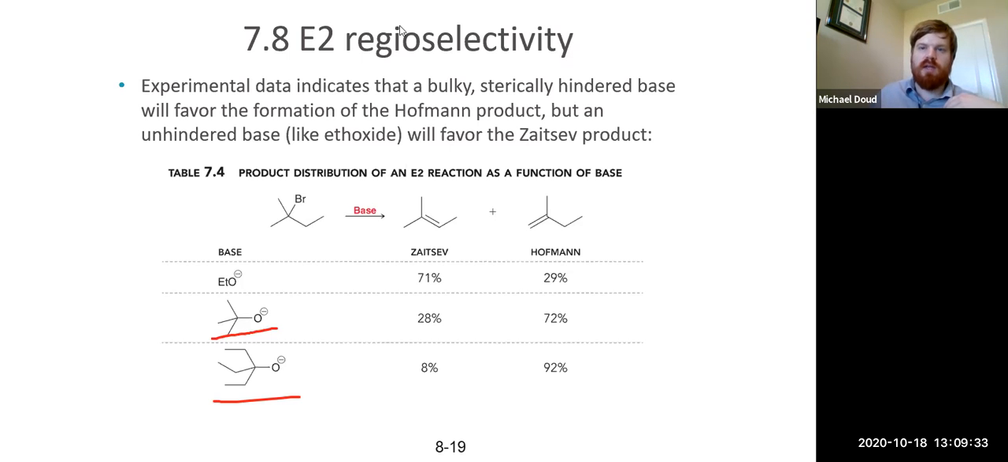This is often written, just so you know, in a couple of different ways. So I'll write this now. This is sometimes written as OtBu minus or tBuO minus. You'll see it both ways as you study. Just know that that's tert-butoxide, and it's this big bulky base here.